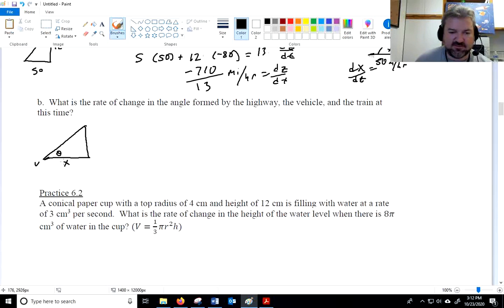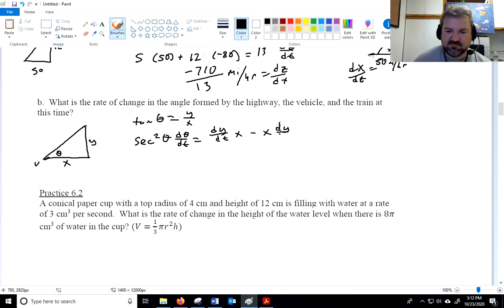I'm going to call this x and y. Let's use tangent. So the tangent of theta is equal to y over x. So the derivative of that would be secant squared theta d theta dt equals dy dt times x minus x times dy. Oop, I did that backwards. Low d high minus high d low, all over low low. So we got a whole lot of different things that we got to plug in here.